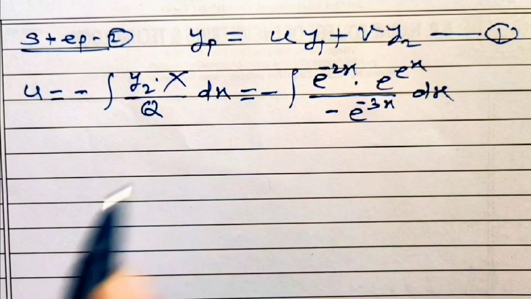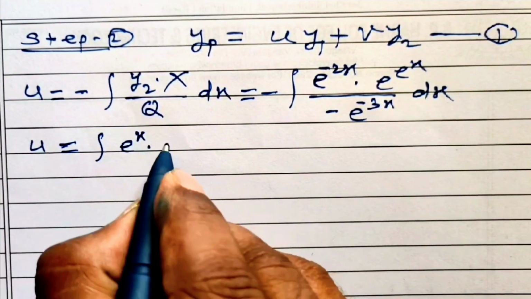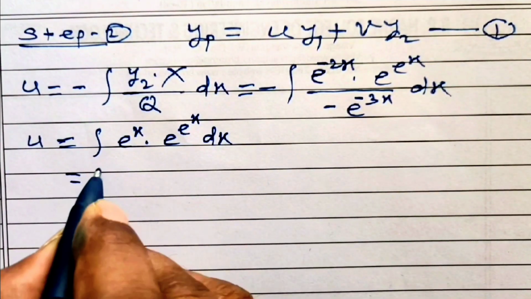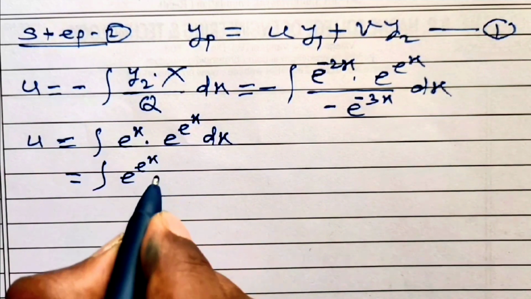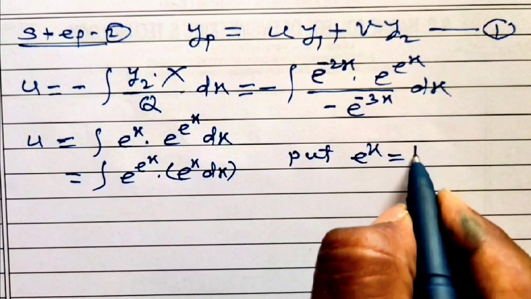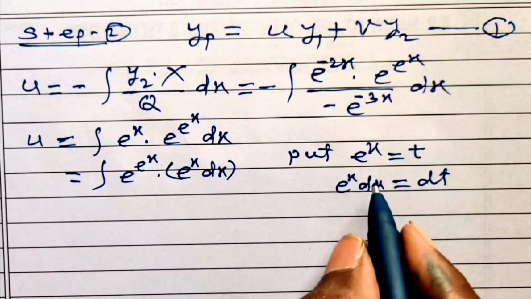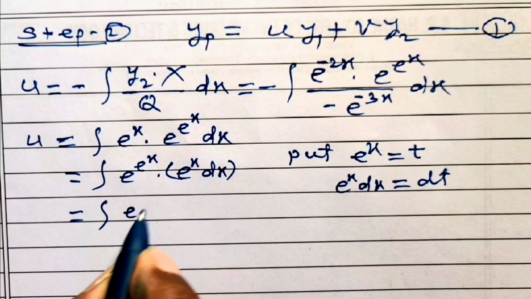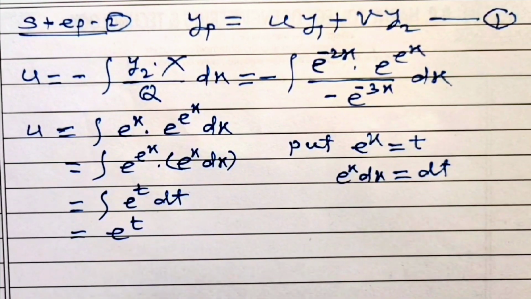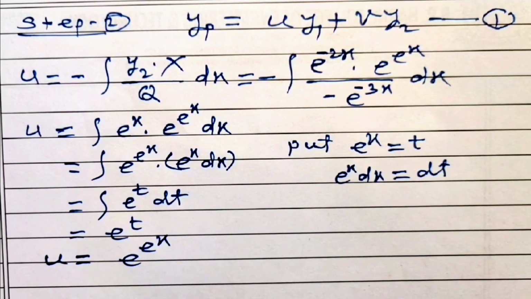Simplify this, minus minus becomes plus. Hence u is equal to integral of e to the power x into e to the power x, integral with respect to x. Now we can write integral of e to the power x into e to the power x dx. Put e to the power x is equal to t. Differentiating this with respect to x, e to the power x dx is equal to dt, and put here, so u is equal to integral of e to the power t dt, which is equal to e to the power t. But t is nothing but e to the power x, so u is equal to e to the power x. This is the value of u. Let us find the value of v.